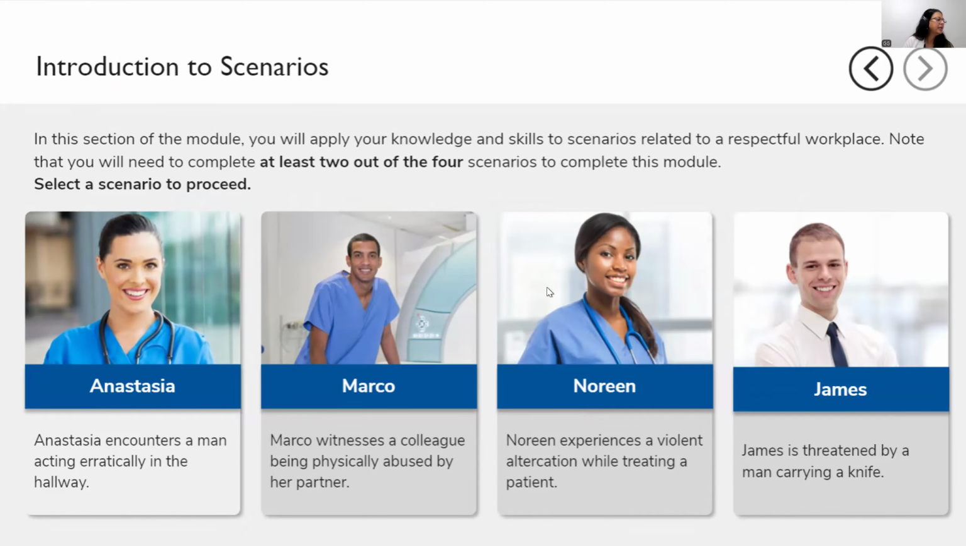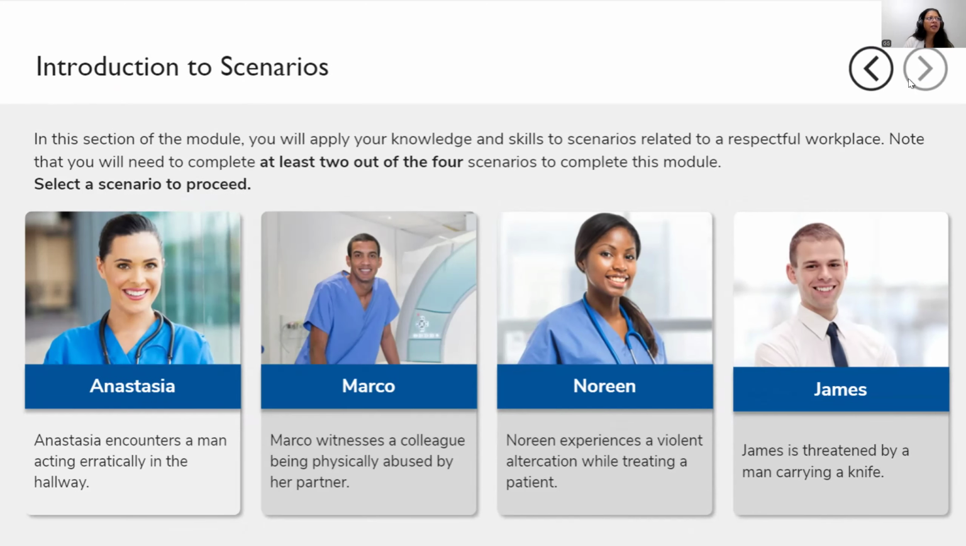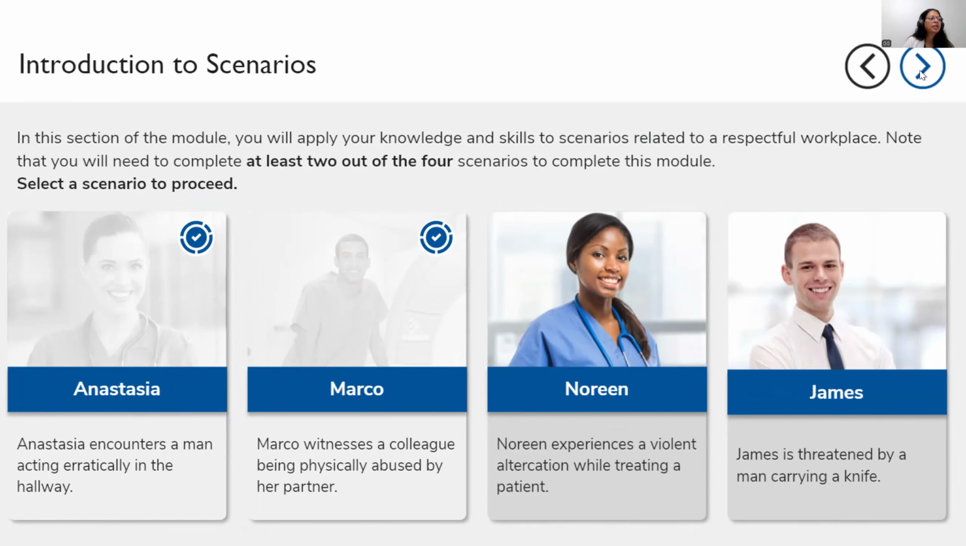So here is our main slide. We picked two of them. Once we've picked them, once we've gone through the scenarios, they're check marked, I can move forward. You can see the next button is now enabled. Earlier it was disabled. So now it's enabled.